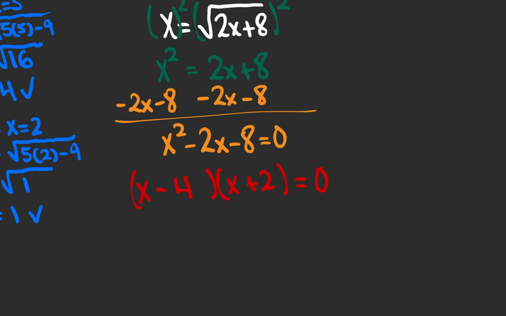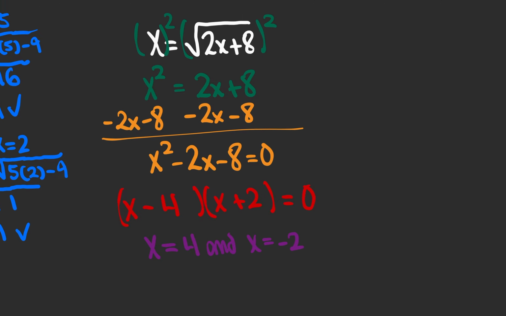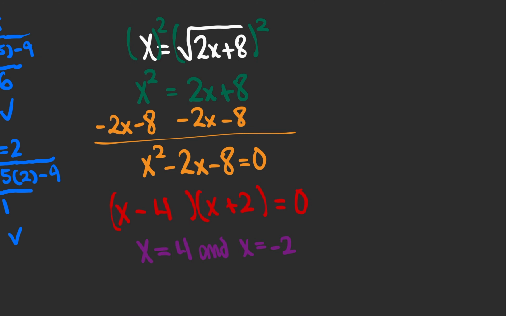And it makes sense, right? If you look at this, we have negative 4 times positive 2. That will give us negative 8. Negative 4 plus 2 will give us negative 2. And from there, we set our factors to be equal to 0. So we have x equals positive 4. And we have x is equal to negative 2. From there, we check for extraneous solutions.